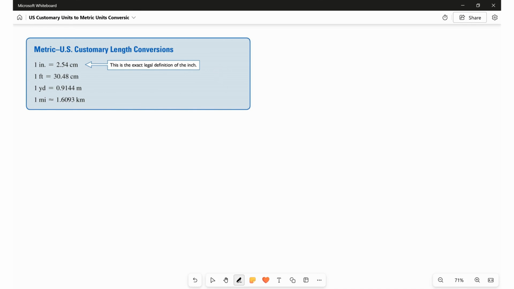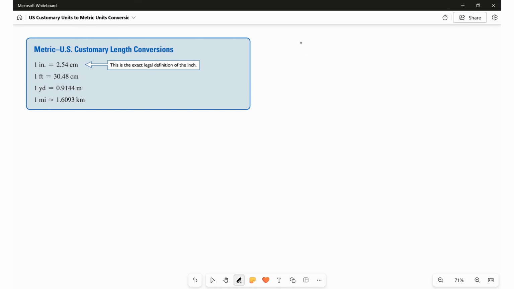So, when we are converting between these units, it is important to know that we're just going to do the same thing that we've been doing with the unity fractions or the unit conversion factors. So let's jump right in.